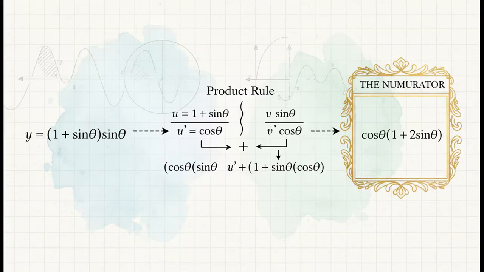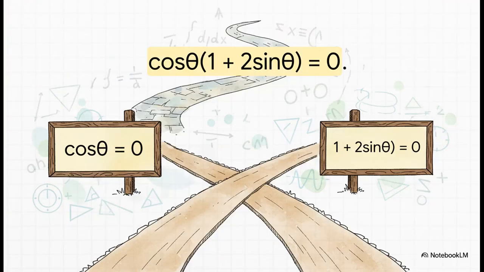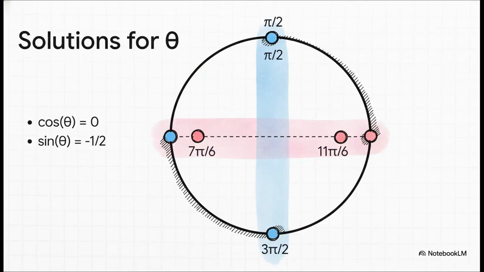So first, we need to figure out our y. Remember, y is just r times sine theta. In our case, that's 1 plus sine theta times sine theta. We apply the product rule, do a little simplifying, and we get this nice factored expression, cosine theta times the quantity 1 plus 2 sine theta. And just like that, the calculus part is over. Now we're just solving a trig equation. Since it's a product, the whole thing is 0 if either of the pieces is 0. So we've got two parts here. The first one, cosine theta equals 0. That's easy enough. That happens at pi over 2 and 3 pi over 2.